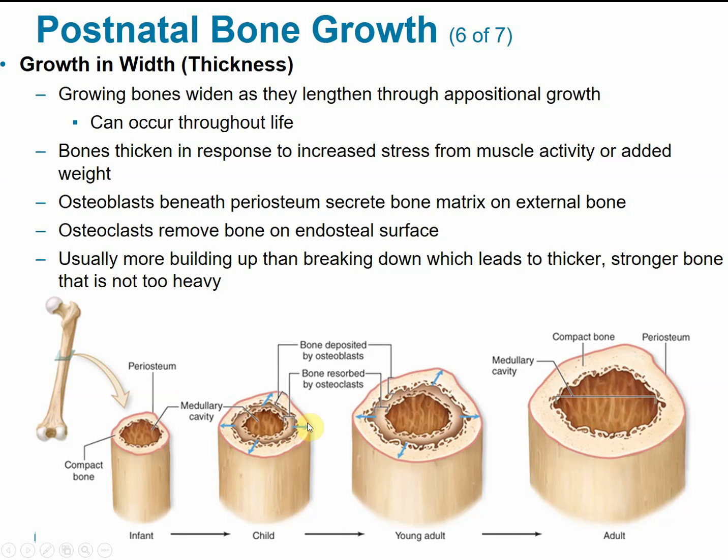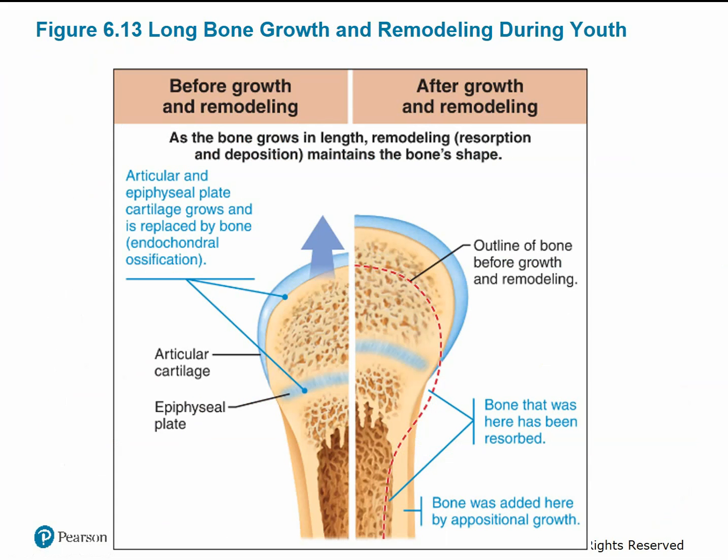So if we were just to add layers of bone on the outside of this, we would have a really thick bone with a narrow medullary cavity. So we want our medullary cavity to have relative proportion to the thickness of the bone. So the end result is we have a thicker, stronger bone, but it's not too heavy. So as our bones grow, they also will undergo remodeling.